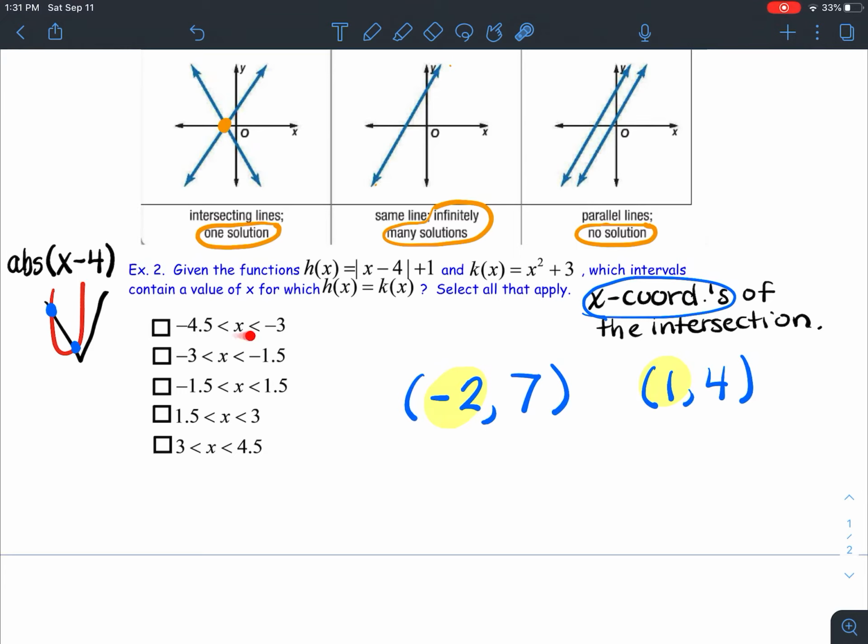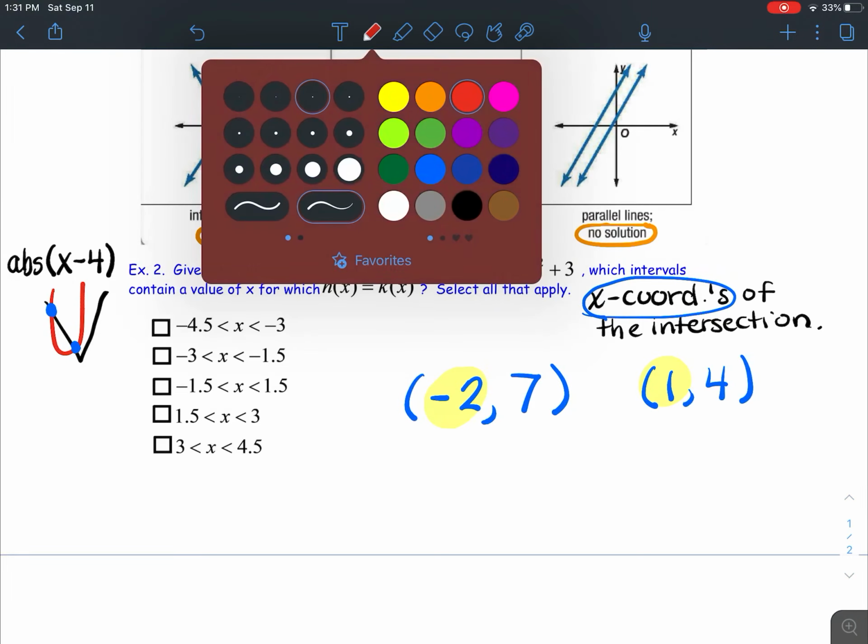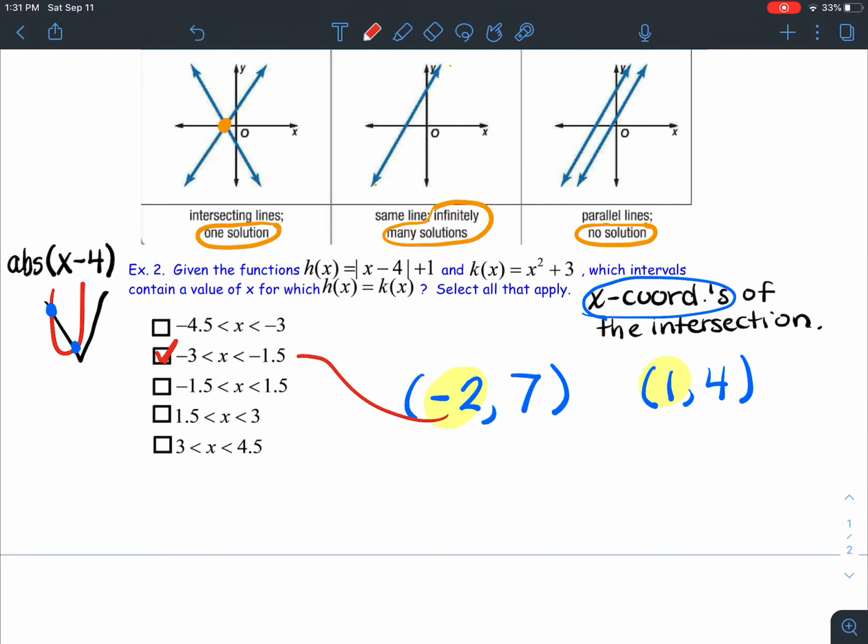Now look at the answers here. I'm given intervals for which x falls between. So you want to take this first x value, -2, and ask yourself, is -2 a number that is between -4.5 and -3? It is not. Well, is -2 a number between -3 and -1.5? Oh yeah, it is. So I'm going to check that box because -2 falls between those 2 numbers. Then we want to see between which 2 numbers this x coordinate would fall. The number 1 would fall between -1.5 and +1.5. So those are the 2 boxes that I would check.